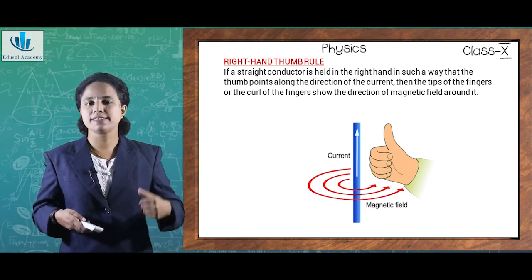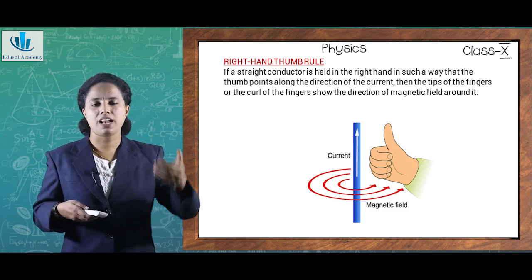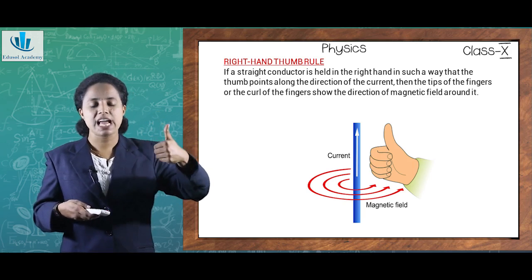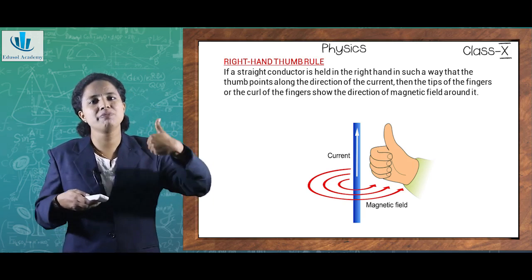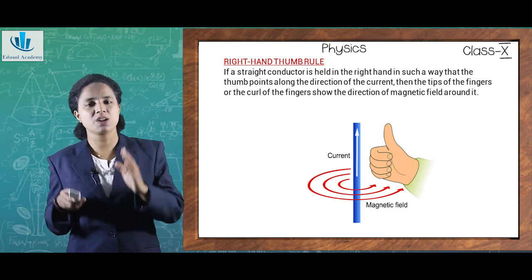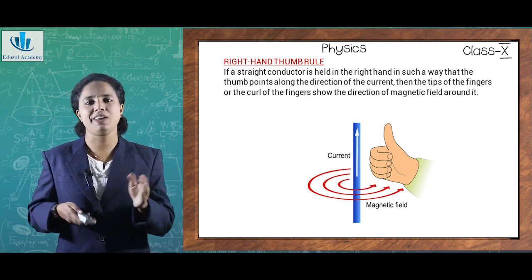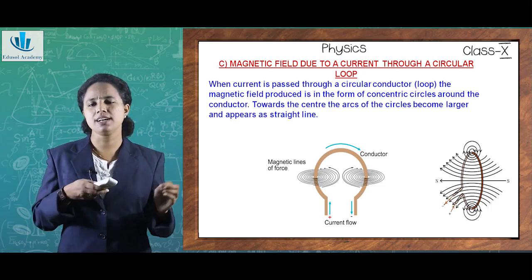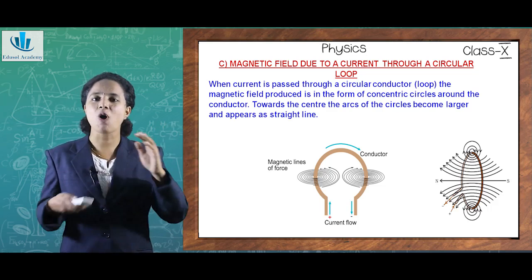So, if I have a straight conductor in my right hand and I am holding it, if my thumb points in the direction of current, then the fingers which I have curled around the conductor show the direction of the magnetic field. So, by using the right hand thumb rule, you can find the direction of current and simultaneously the direction of magnetic field.